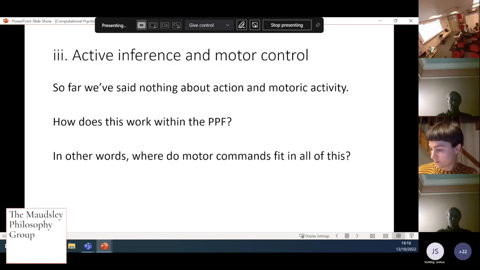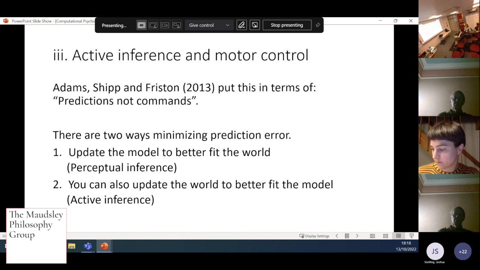Okay. So far we've said nothing about action and motoric activity. Right? We've been talking about perception. So how does this work within predictive processing? Another way of putting this is, where do motor commands fit in all of this? Well, there's this nice paper by Adams, Shipp, and Friston. They put this in terms of predictions, not commands.